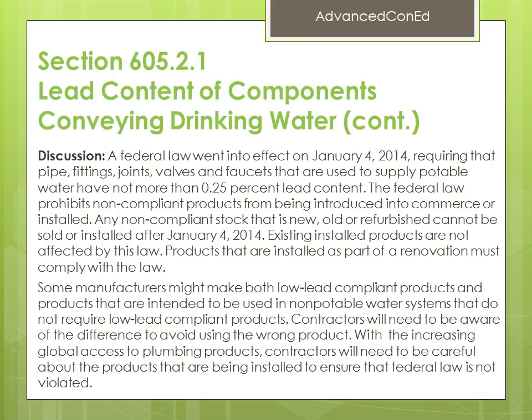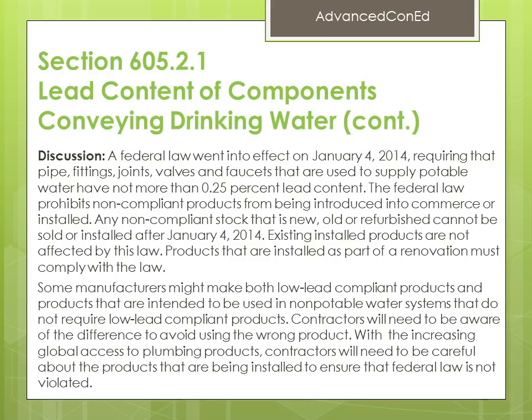Section 605.2.1, Lead content of components conveying drinking water, continued. Discussion. A federal law went into effect on January 4th, 2014, requiring that pipe, fittings, joints, valves, and faucets that are used to supply potable water have not more than a 0.25% lead content. The federal law prohibits non-complying products from being introduced into commerce or installed. Any non-compliant stock that is new, old, or refurbished cannot be sold or installed after January 4, 2014. Existing installed products are not affected by this law. Products that are installed as part of a renovation must comply with the law.